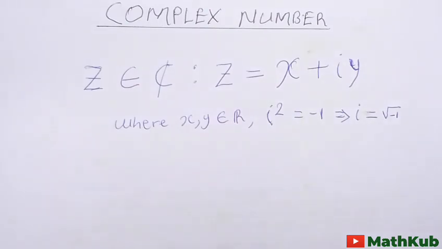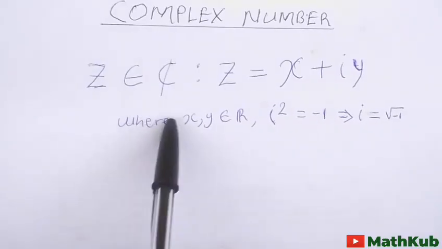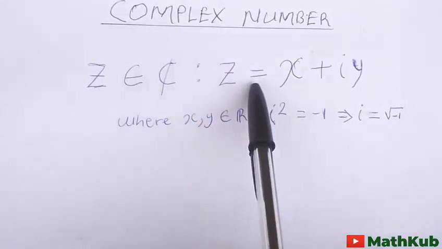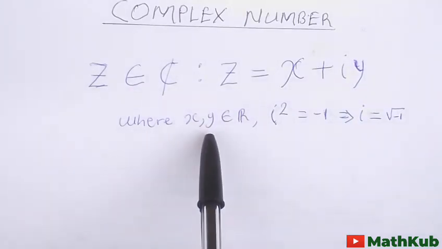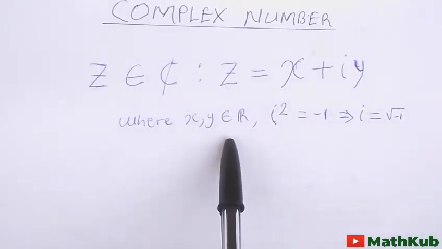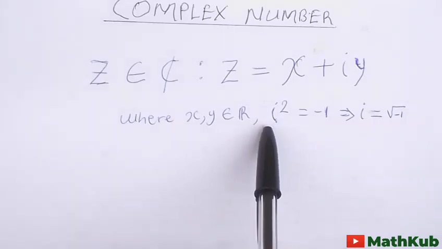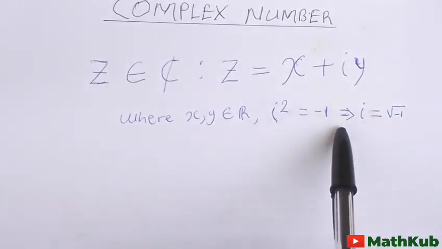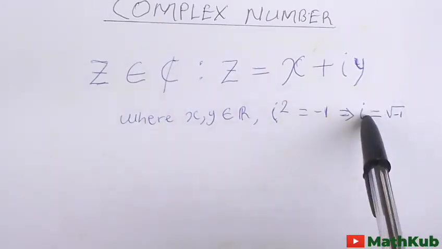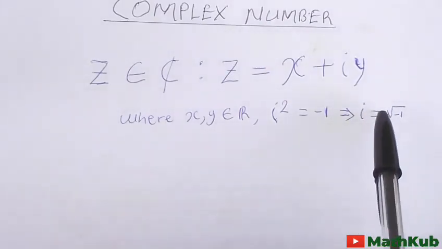We say that a complex number is any number of the form z such that z is equal to x plus iy, where x and y are in R, the real numbers, and i squared is equal to minus 1, which implies that i is equal to the square root of minus 1.